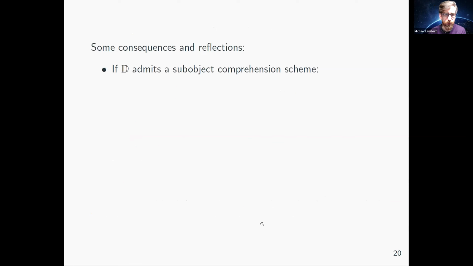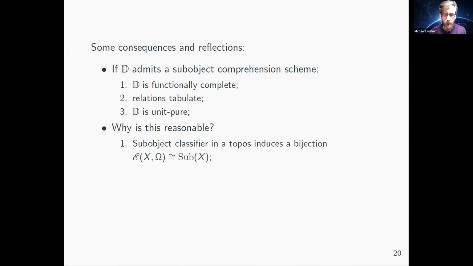Well, let's look at the consequences first. If you have such a thing, you get functional completeness, that's part of the definition. You get relations tabulate, that's part of the definition. You also get unit pure. So that's great. That wraps up a whole bunch of conditions.